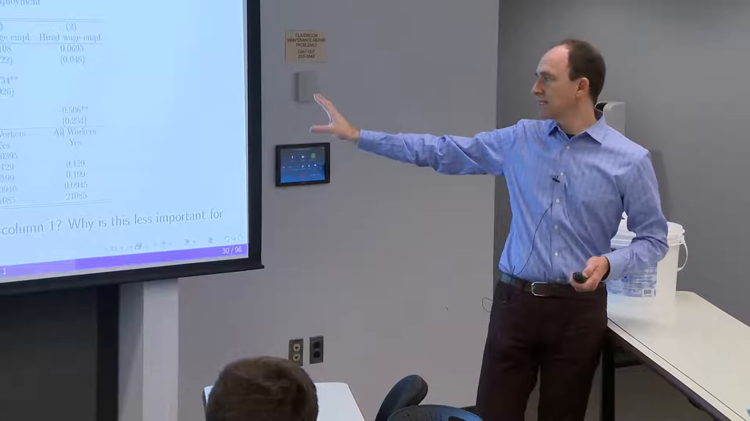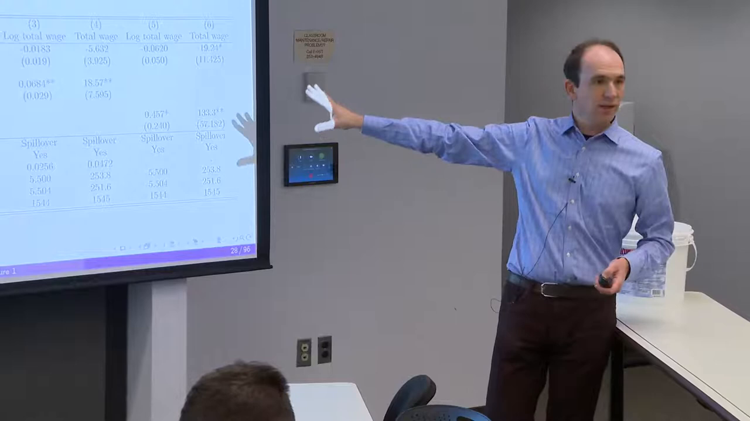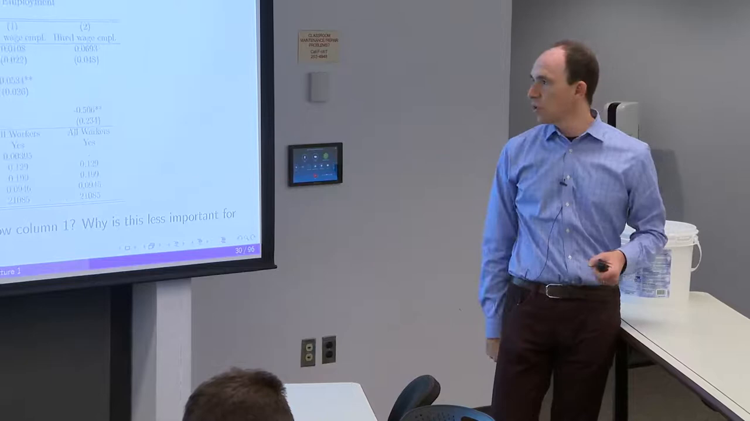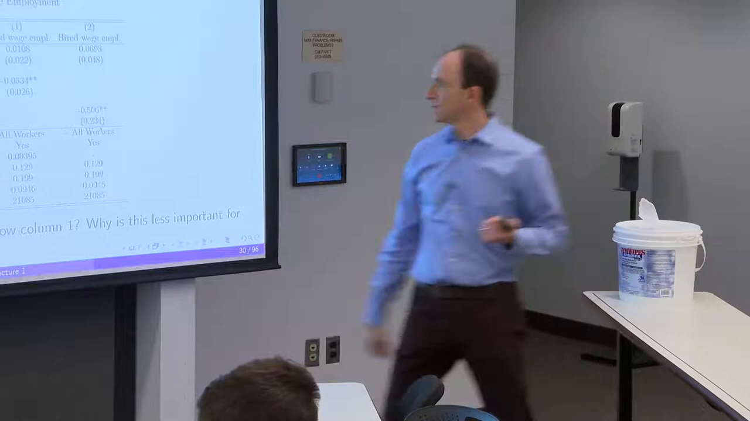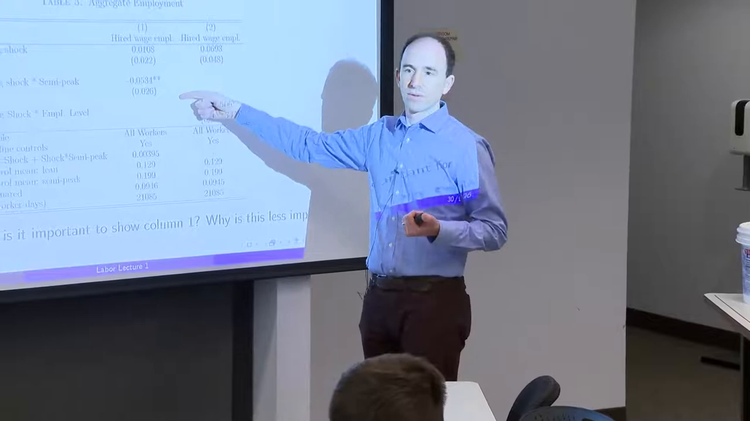So let's take the wage results. No effect in the slack period, big positive effect in the peak period. And now it's total quantities, and what do we find? Hazel, what do you think? No effect in the off-peak, and then total labor supply going down at the peak. Right, total quantity goes down in the peak season.